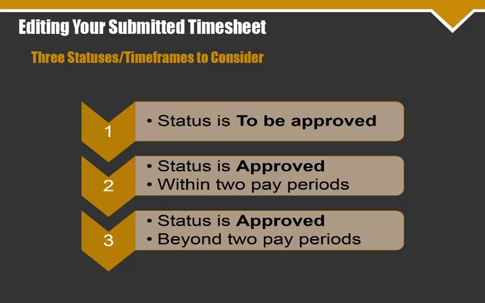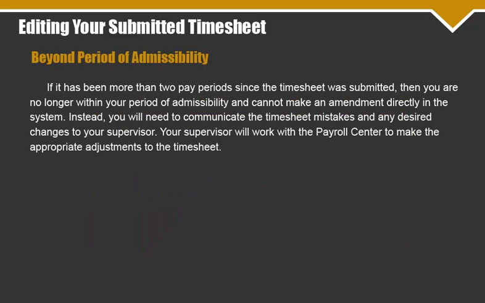The third and final scenario is when your timesheet has been approved by your manager but it has been more than 2 pay periods since timesheet submission. If it has been more than 2 pay periods since the timesheet was submitted, then you are no longer within your period of admissibility and cannot make an amendment directly in the system. Instead, you will need to communicate the timesheet mistakes and any desired changes to your supervisor. Your supervisor will work with the payroll center to make the appropriate adjustments to the timesheet.